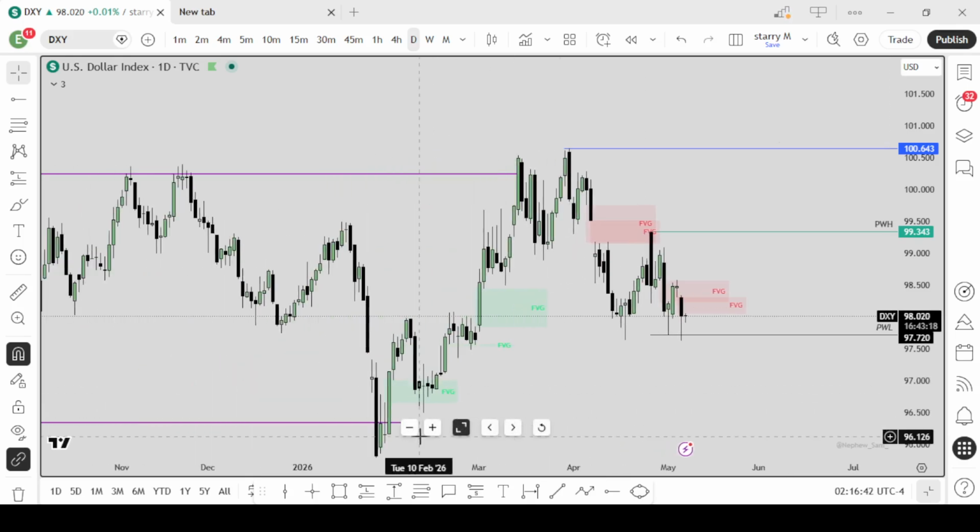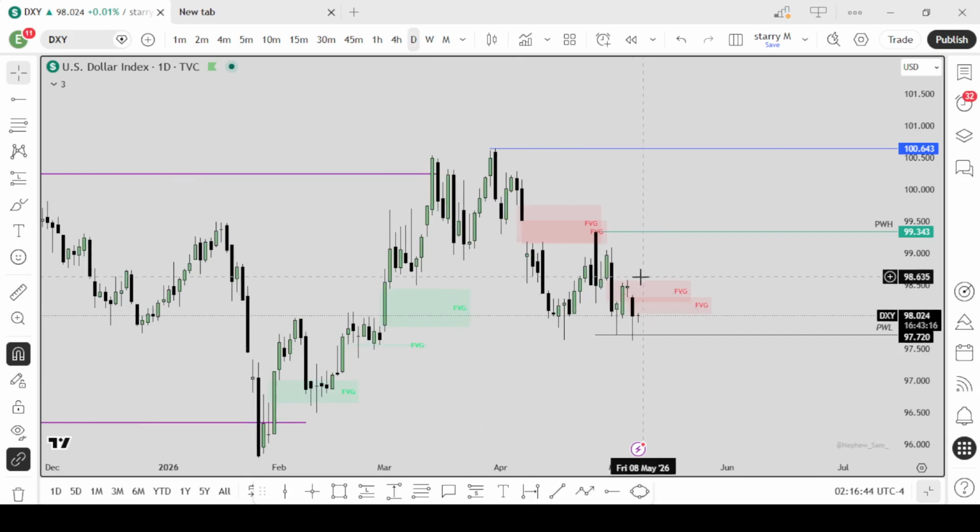Okay, you can see also on the daily we had our pullback, and now after this correction or the pullback, we've started making fair value gaps to the downside. So this can also be an indication that we are currently resuming the bearish trend.